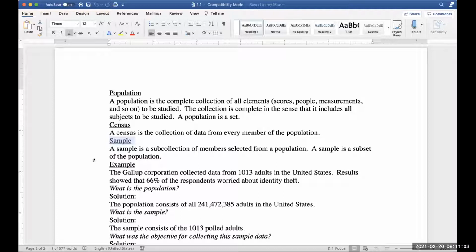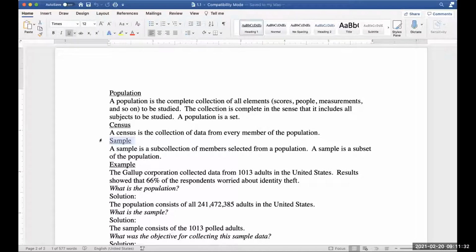So instead, we'll usually do what's called a sample. With the census, you could really just do descriptive statistics. But in most situations, a census is not really a viable option. So a sample is better.